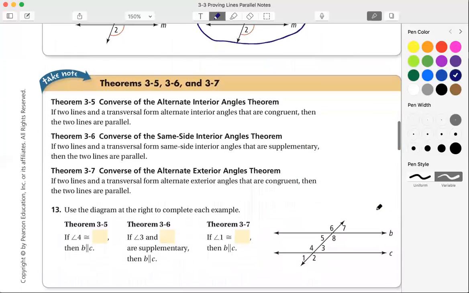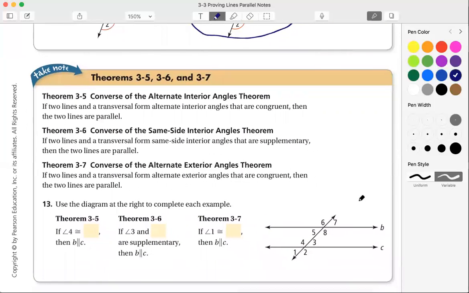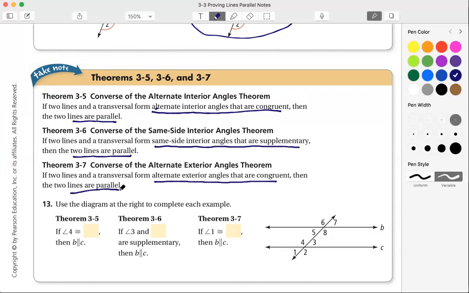All right, 3-5, 3-6, and 3-7 are basically all the same. If I know 2 lines are cut by a transversal and they have alternate interior angles that are congruent, then the lines must be parallel. If I know the alternate interior angles are congruent, then I know I have parallel lines. If I also know the same side interior angles are supplementary, then I know we have parallel lines. If I also know the alternate exterior angles are congruent, then I know I have parallel lines.